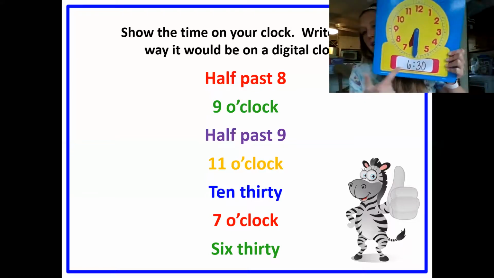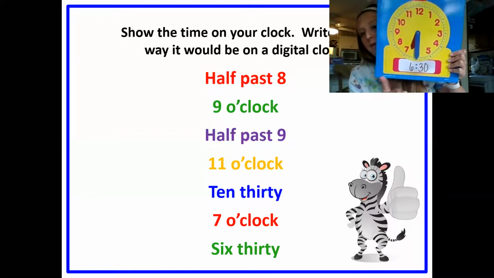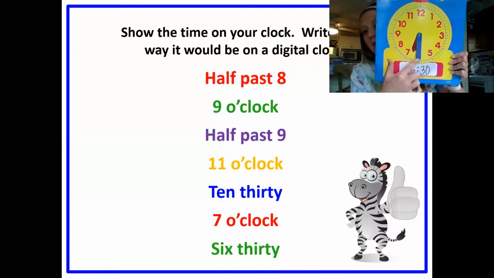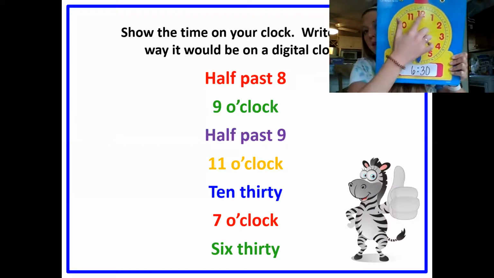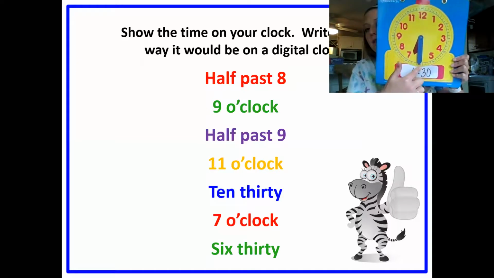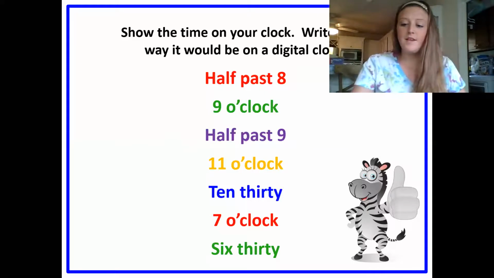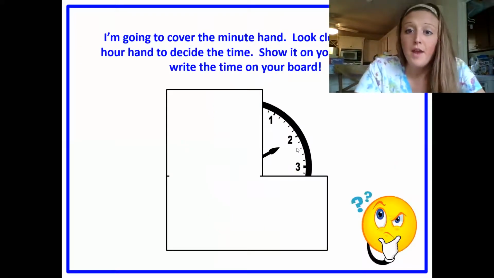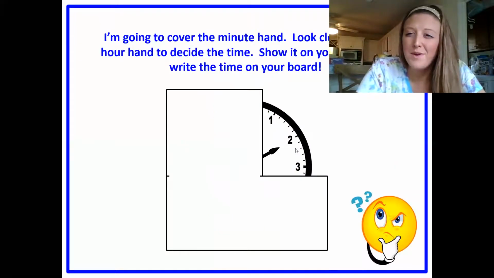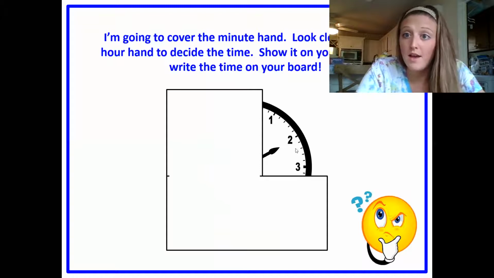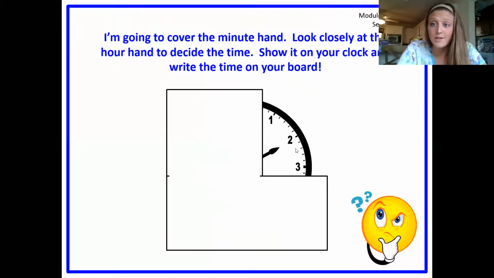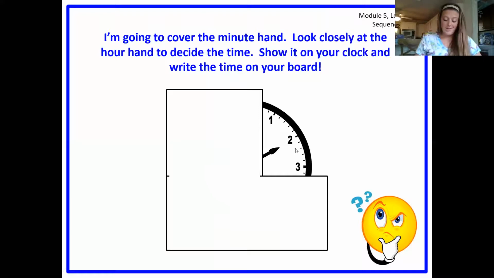Boom. All right, 6:30 would mean that I have my hour hand halfway between the 6 and the 7, and then my minute hand is halfway around to the 30. So it is 6:30. Nice job, guys. So I'm going to make this a little bit smaller. So now that we have the knowledge of the full hour and the half hour, we need to think about, what about a quarter of an hour? So I'm going to cover the minute hand.